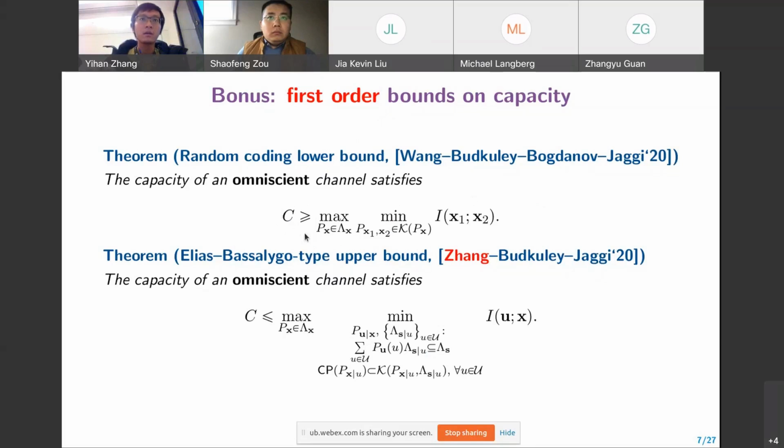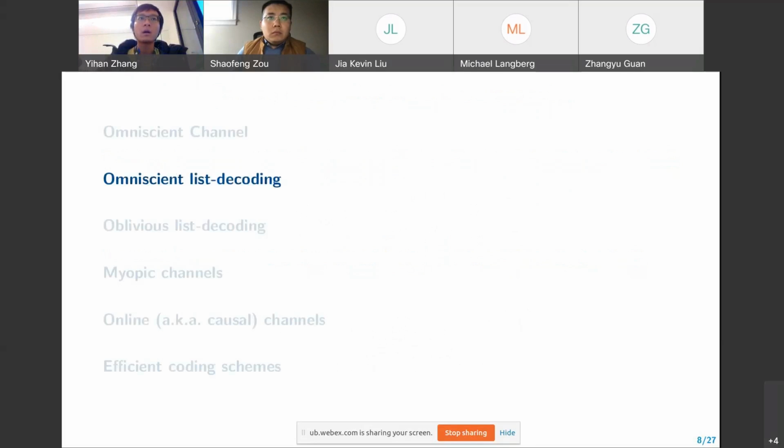I should mention that to characterize the capacities, given the current techniques, is basically impossible, because even for very, very simple bit flip channels, the capacity is widely open. It's actually equivalent to the sphere packing problem in Hamming space. So there is no hope to get that for now.